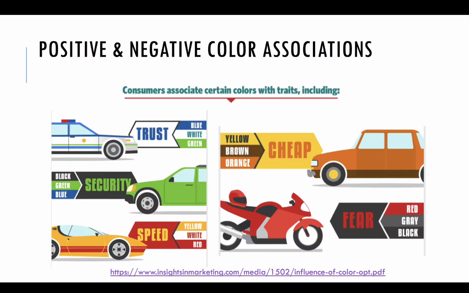Colors also, remember I said colors evoke emotion. They can also have a positive or negative color association. Remember blue was trust. When you see blue, white, and green together, oftentimes you think of law enforcement or security of some sort. You'll notice a lot of convenience stores use yellow, white, and red, in places where you need to get in and out fast. Speed is red and white. You'll see a lot of fast food places using these colors as well.